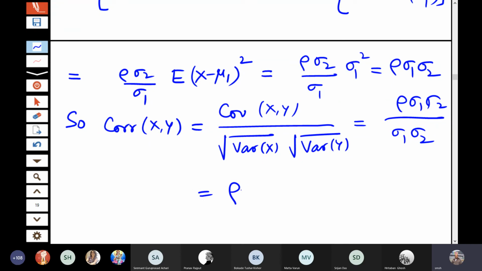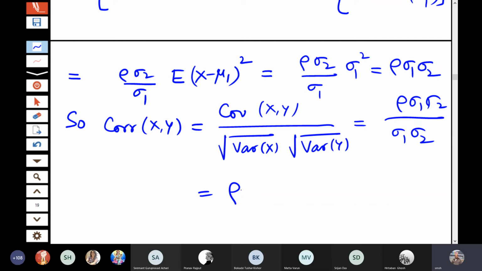So actually we have identified all the parameters for the bivariate normal distribution. Mu1, mu2 denote the means of x and y, sigma 1 square and sigma 2 square denote the variances of x and y, and rho denotes the coefficient of correlation between x and y. So all the parameters of the bivariate normal distribution are identified here. Is that okay? Yes, sir.